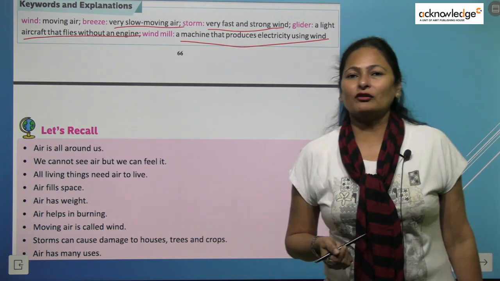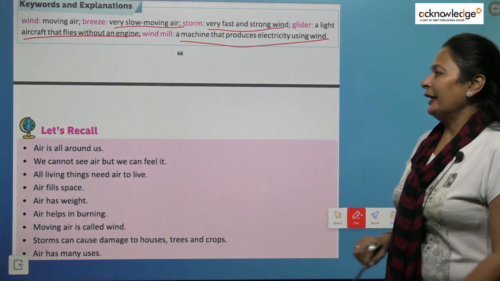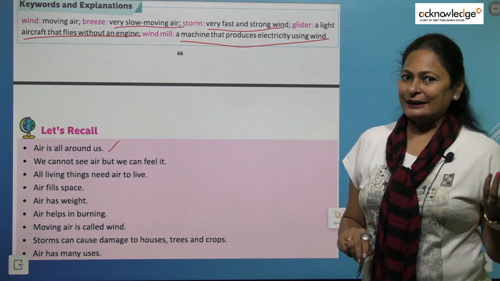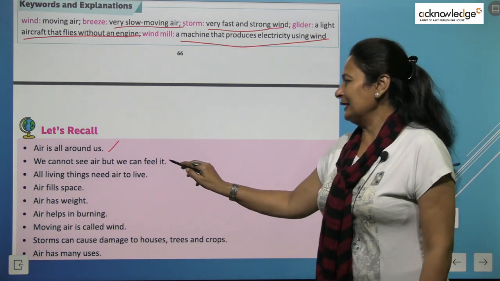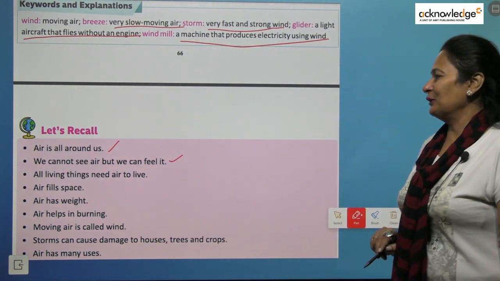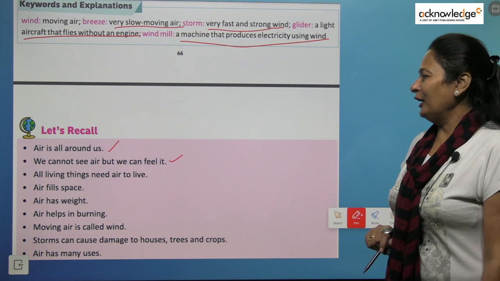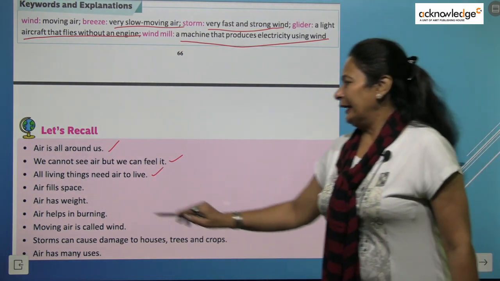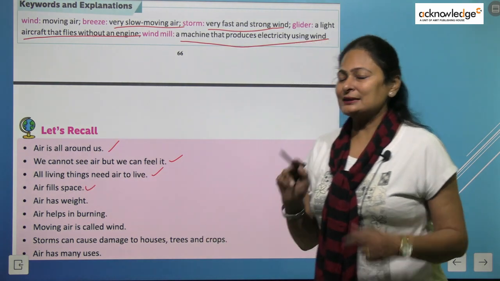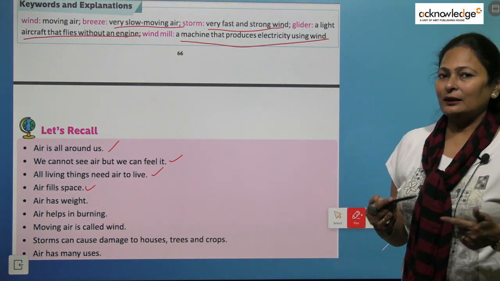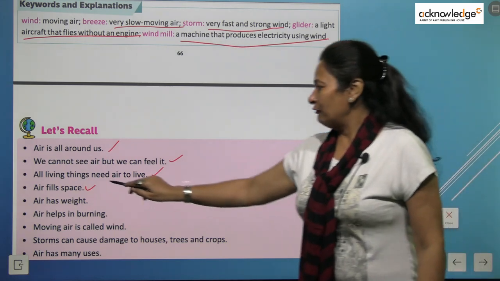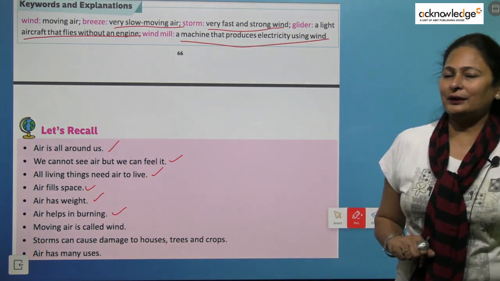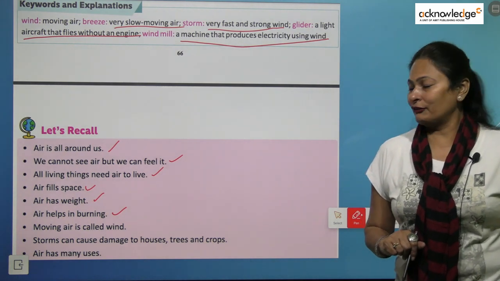Now, let's recall what we have learned in this chapter. Air is all around us, right? We cannot see air, but we can feel it. Very good. You have understood well. All living things need air to live. Now we are recalling the properties of air. Air fills space, air has weight, air helps in burning. We have learned 3 properties of air.